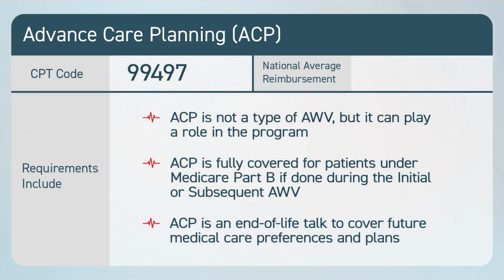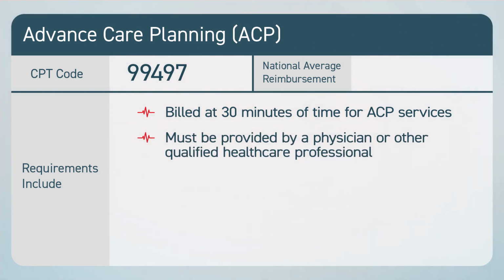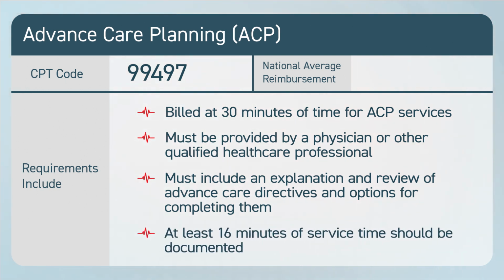During an initial and subsequent AWV, 99497 can be billed for 30 minutes of time. It must be provided by a physician or other qualified healthcare professional. It must also include an explanation and review of advanced care directives and options for completing them. At least 16 minutes of service time should be documented. 99497 has a national average reimbursement of $81.